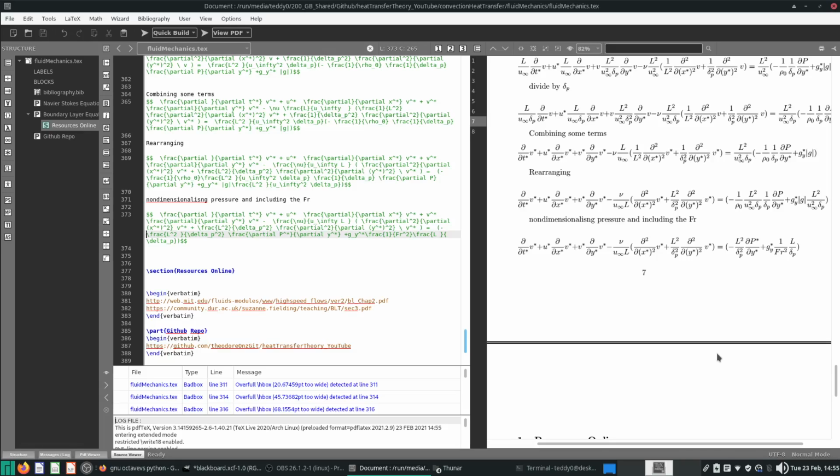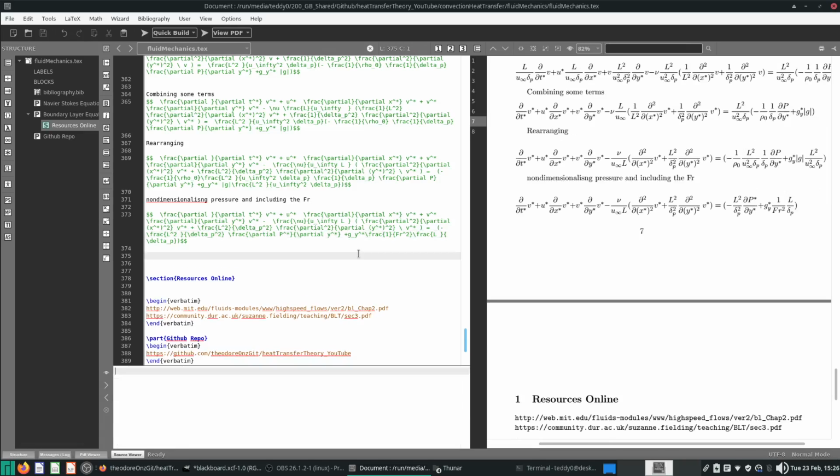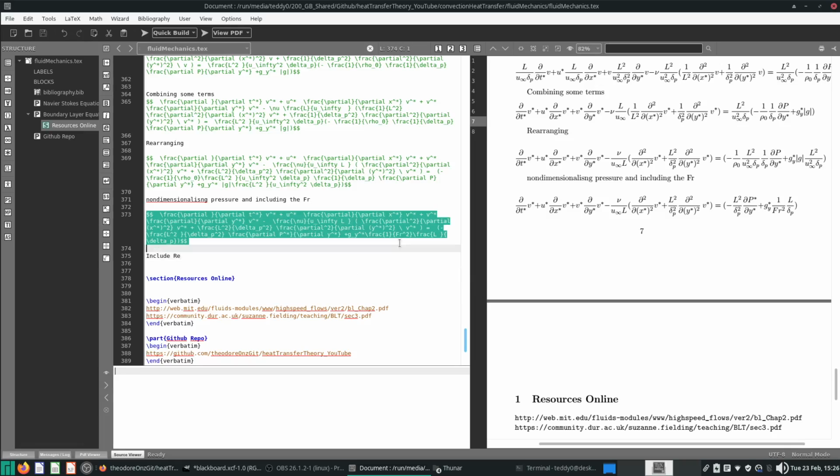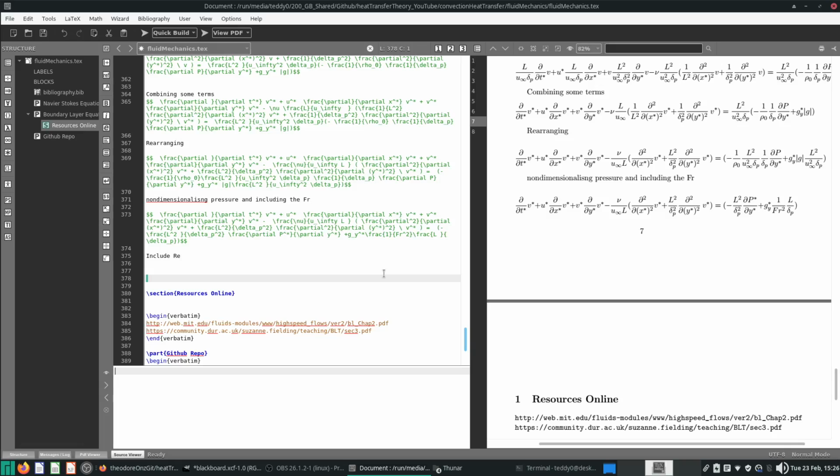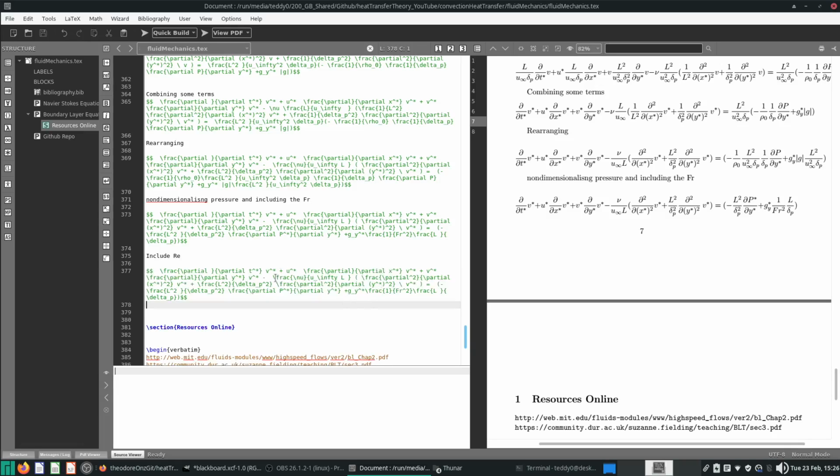Yeah, we're almost done. So that was the error I wanted to bring up, but let's just carry on from here. So we have these equations here, which we can now get to include the Reynolds number. Okay, so that's how we're going to include the Reynolds number, and that's pretty much our last step.